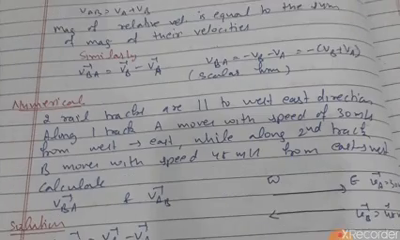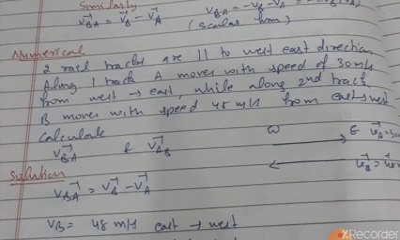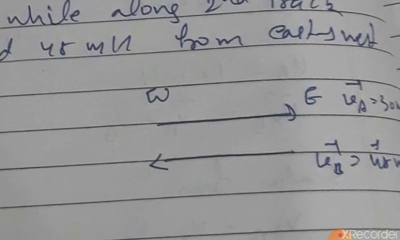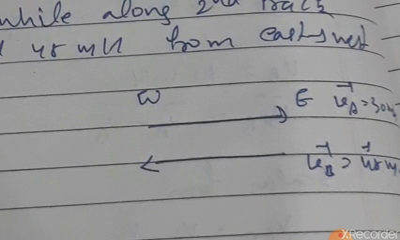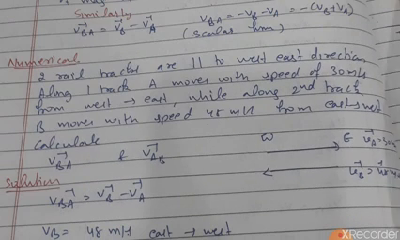Let us solve one numerical over this concept. Two rail tracks are parallel to the west-east direction. Along one track, A moves with a speed of 30 meter per second from west to east. See here in this diagram, A is moving from west to east with a speed of 30 meter per second and B is moving from east to west with a speed of 48 meter per second. Calculate the velocity of B with respect to A and the velocity of A with respect to B.